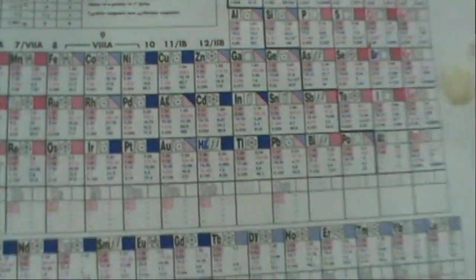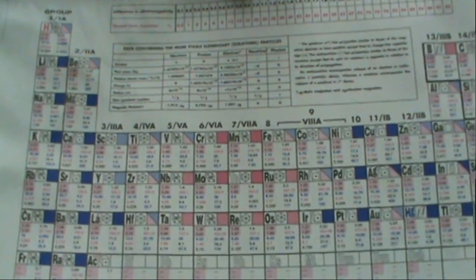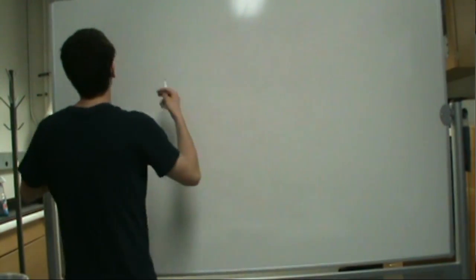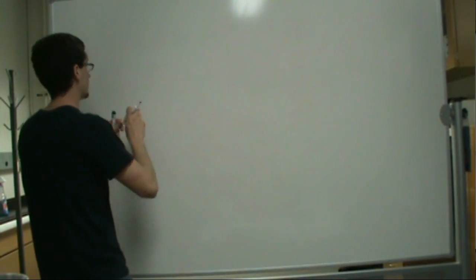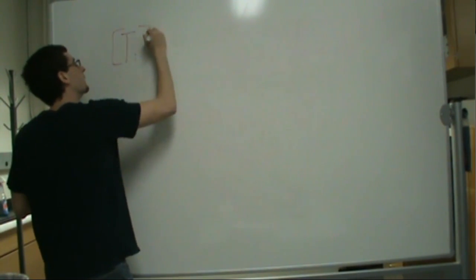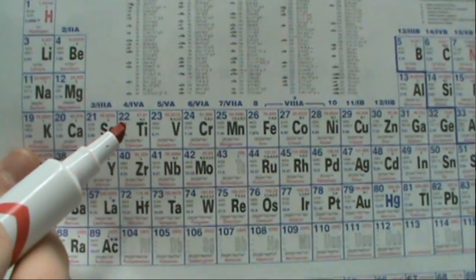Let's look at titanium. That seems like a good one. All right, so titanium. It would follow something along the lines of this. Let's look at the atomic number of titanium. So titanium should have how many electrons? If we look, titanium should have 22 electrons.